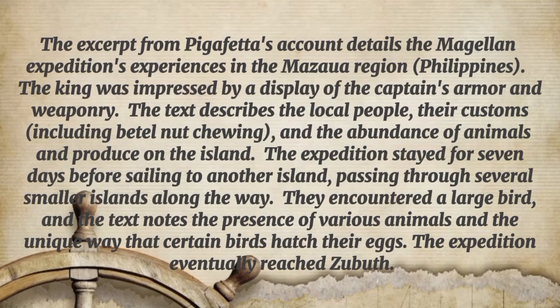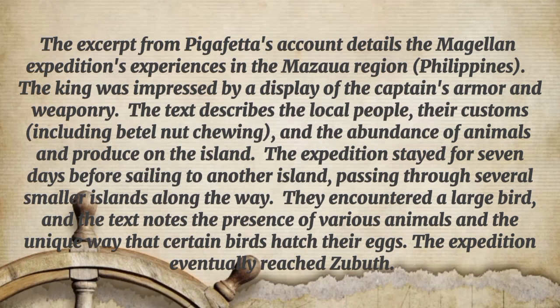This excerpt from Pigafetta's account is titled The Magellan Expedition's Experiences in the Mazoa Region, Philippines. The king was impressed by a display of the captain's armor and weaponry. The text described the local people, their customs, including betel nut chewing, and the abundance of animals and produce on the island. The expedition stayed for seven days before sailing to another island, passing through several smaller islands along the way.